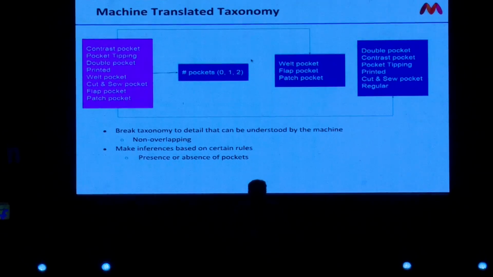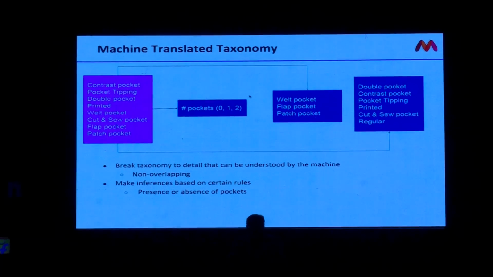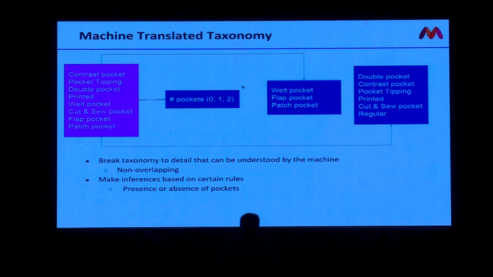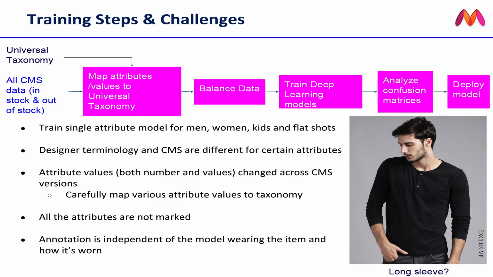And is the pocket of contrast? Does it have tipping? Is there a printed pattern on it? Is it a cut and sew, and so on? So we have to break them down into chunks that the machine can learn, and we also want to make some inferences based on rules. For example, if you know that there's no pocket, there's no need to infer for the pocket type and the pocket styling. So that's roughly the context of what we are talking about.